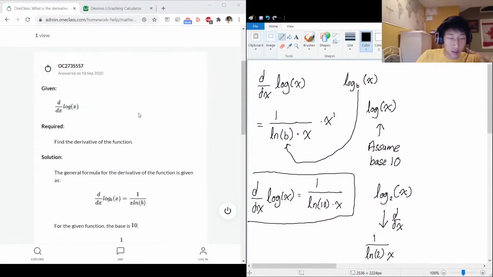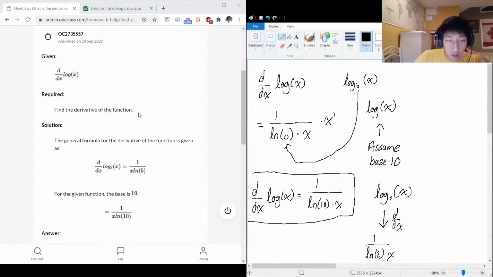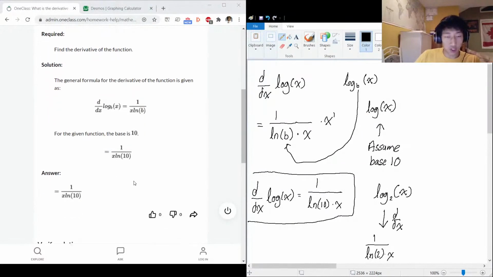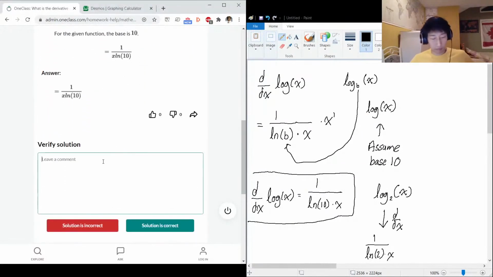So to verify the solution that we have here on OneClass, yep, they got the general formula for logarithm. You put the natural log on the bottom of the base multiplied by what's inside, and of course they would have the internal derivative of the argument to log if this was something more complicated than just x. But with base 10, it looks good. So we can approve this solution. The above solution is correct.